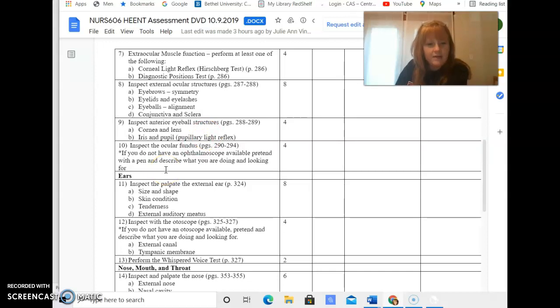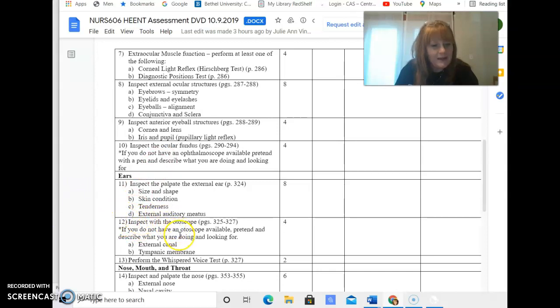Now note here, if you do not have an ophthalmoscope, pretend with a pen or a spoon or something and describe what you're doing and looking for. So, example, if you don't have one, you can say, I'm going to use this pen as an ophthalmoscope. And you need to use it like it is one. So don't just say, I would look here and I would look here. You need to do the same maneuvers that you would do if you were actually holding an ophthalmoscope, or you will lose points for that. So you have to really pretend. You can't just say that's what it is. You have to actually use it like it is one. So, because we know you probably all don't have one at home. I don't have one at home.